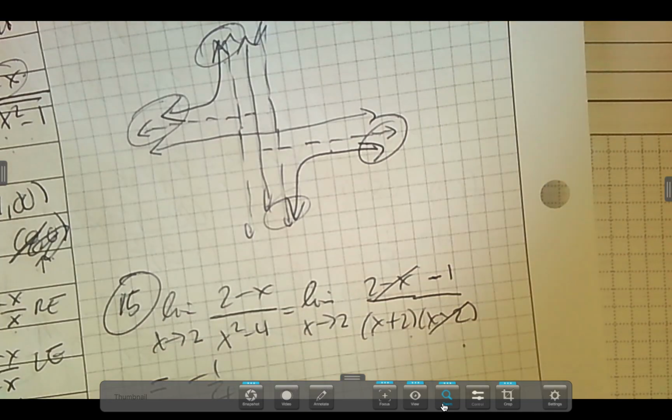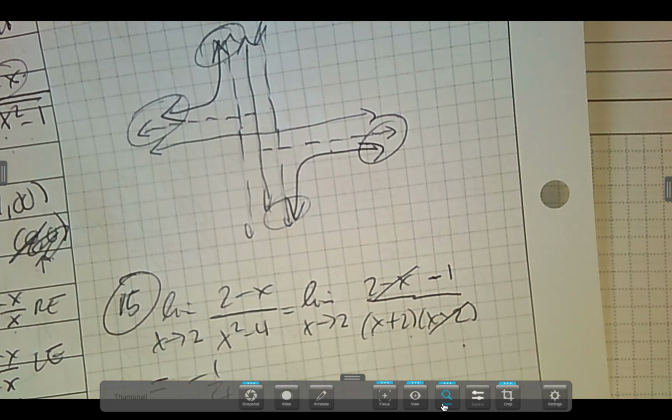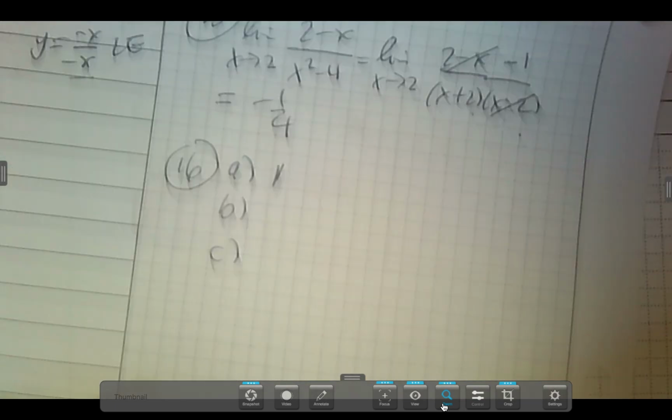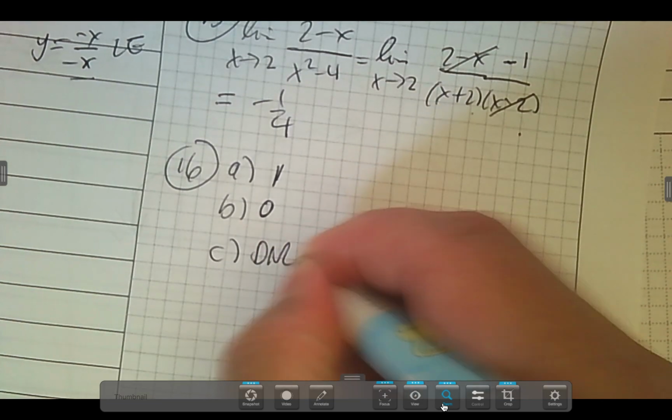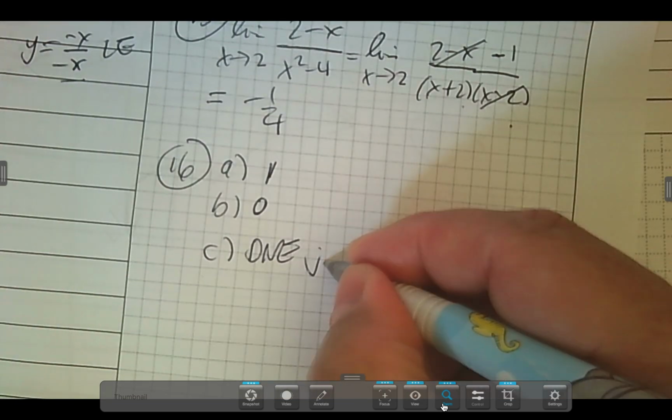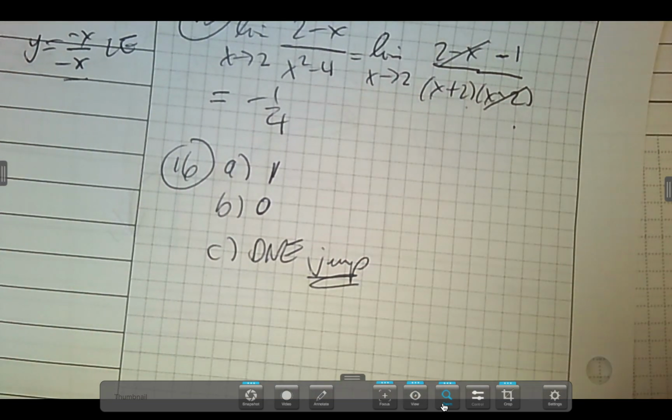So again, from the left, the answer was +1. From the right, the y coordinate was 0. And then there's no two-sided limit because there's a jump there.